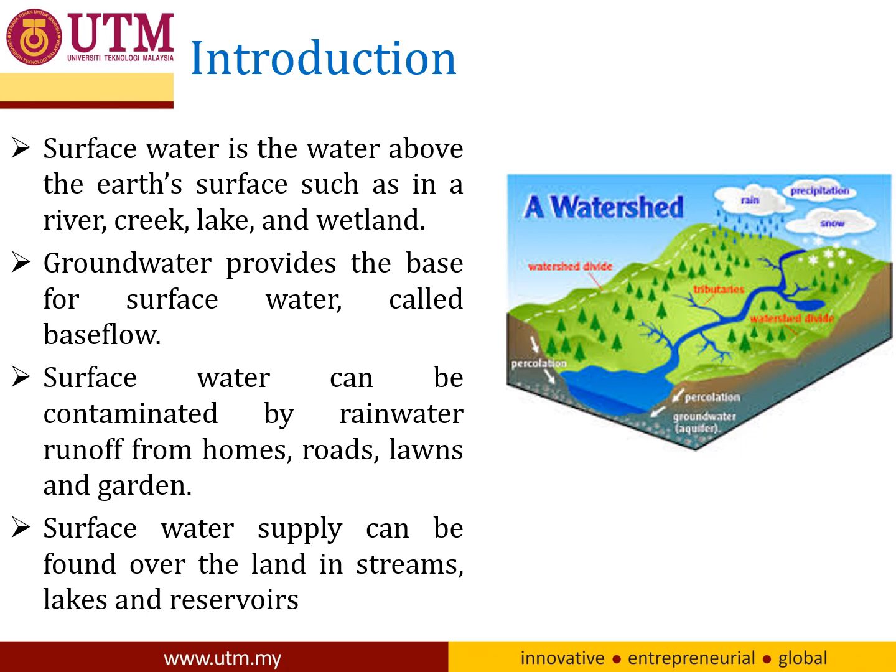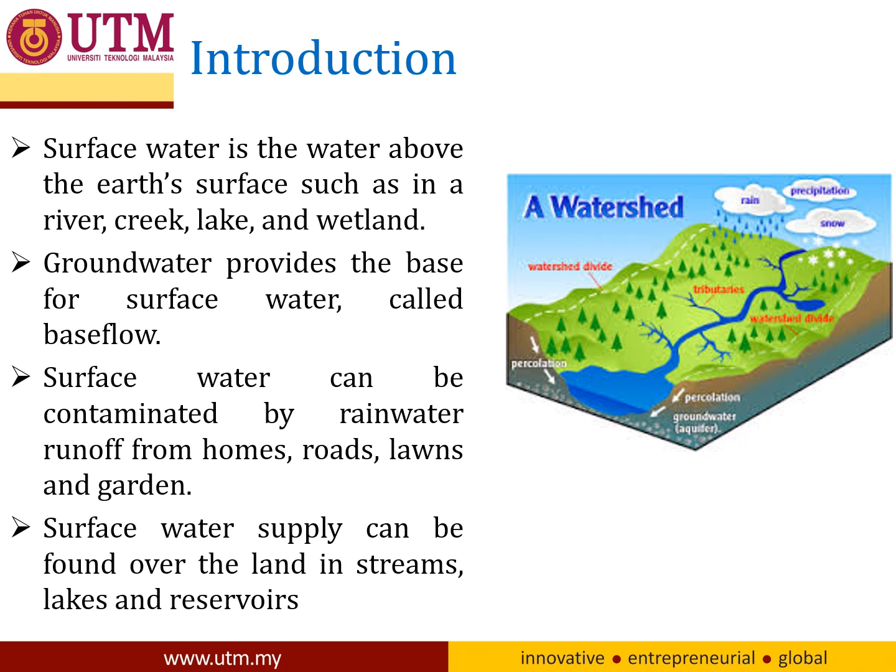Okay, so besides surface water, there is groundwater, which provides the base for surface water called base flow. This is mentioned a lot in previous chapters, base flow and groundwater. What else? Surface water can be contaminated by rainwater runoff from homes, roads, lawns, and gardens. So here, the main thing is if you have development of houses and roads, it may be contaminated due to human activities and structures. Okay, and surface water supply can be found over the land in streams, lakes, and reservoirs.